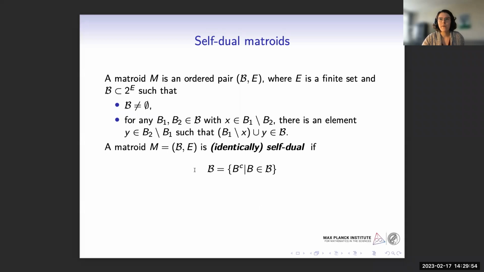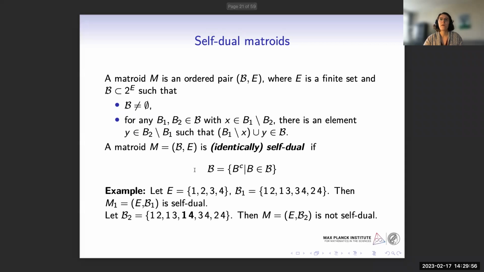Okay, let's look at an example. So we take the ground set 1 to 4 and the bases set B1. Then this is a self-dual matroid because we can verify this very easily by just looking at it. We have the basis 1, 2, its complement is 3, 4. We have the basis 1, 3, the complement is 2, 4. It's again in my set of bases, so everything's fine.